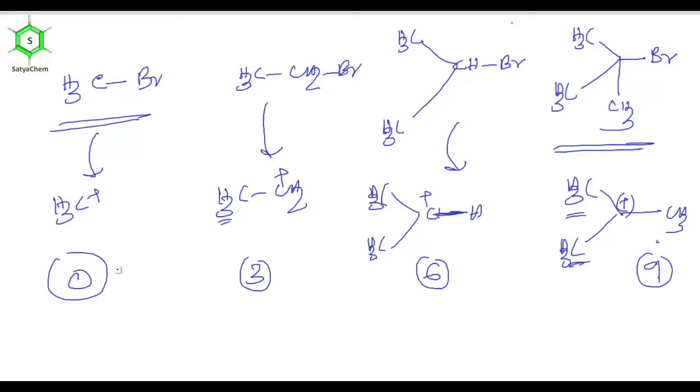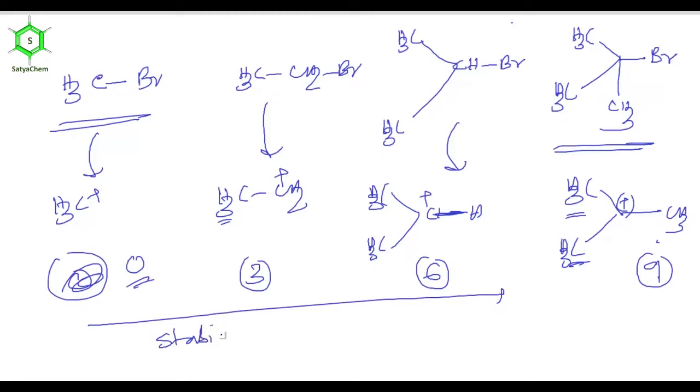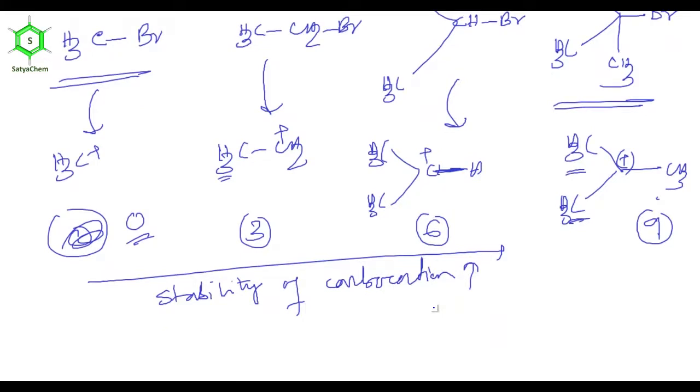So the stability of carbocation increases on moving from left to right. That is why, we know SN1 reaction involves formation of carbocation. SN1 reaction proceeds through the carbocation, and so SN1 is expected to be more favorable on moving from left to right.